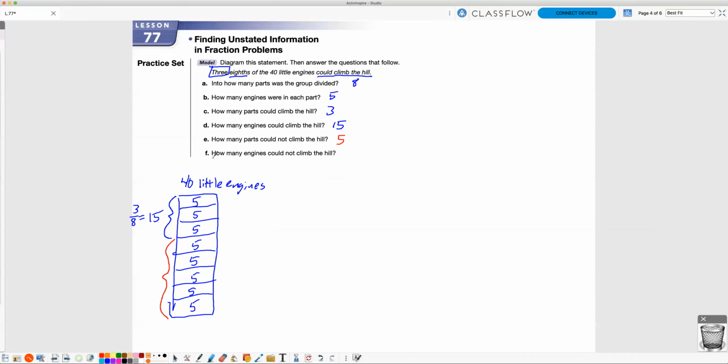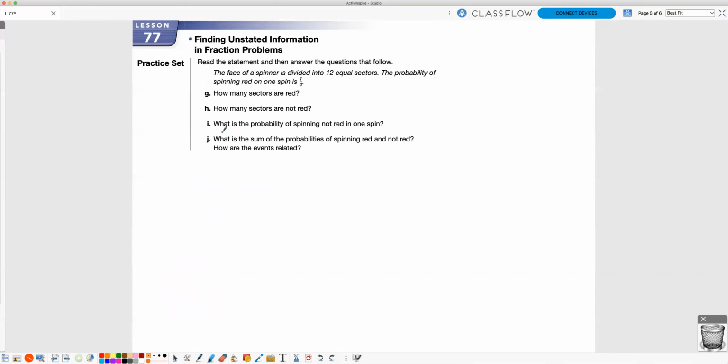And then letter F, how many engines could not climb the hill? So if it's 5 out of the 8 parts that could not climb the hill, we just take 5 times 5, which equals 25. So 25 engines could not climb the hill. All right, let's try another one. Read the statement and then answer the questions that follow.